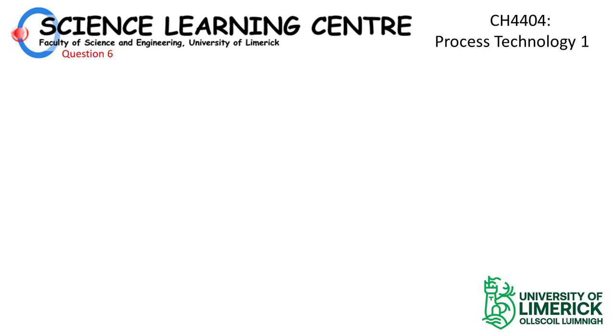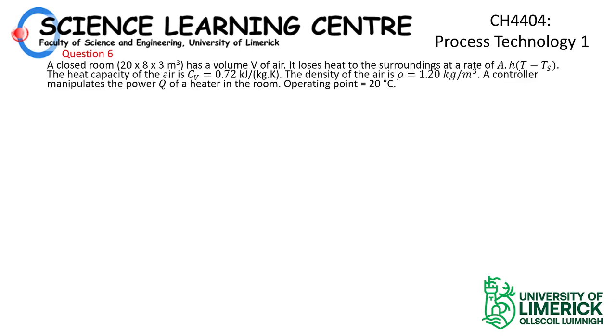Hello everyone. Today we're looking at question number 6. A closed room 20 meters by 8 meters by 3 has a volume of air, which is the multiplication of these three. The volume V of air loses heat to the surroundings at a rate of AH(T minus TS). The heat capacity of the air is CV and density is rho.